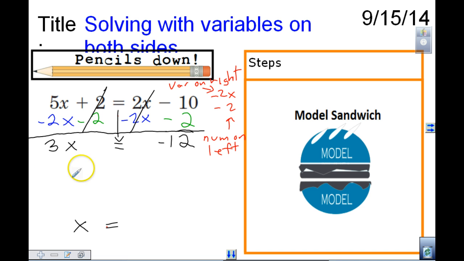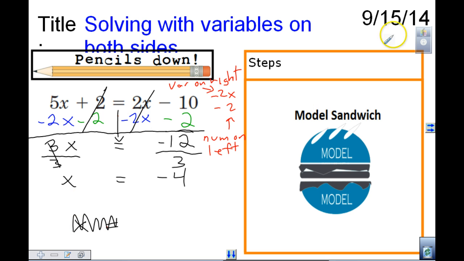And then last step, divide by 3. Now this step you only need if this number is something other than 1. If this was x just by itself, like if this was 5x minus 4x, we'd be done, because it would be just 1x. But anytime this is not a 1, we'll have to divide, or if it's a fraction, we'll have to multiply by the reciprocal. So our final answer is x equals, what is this? Negative 4? Negative. Good.